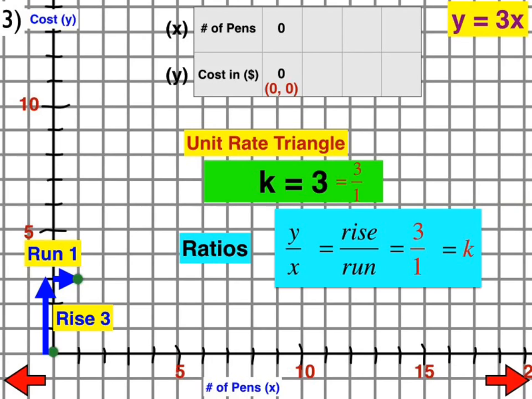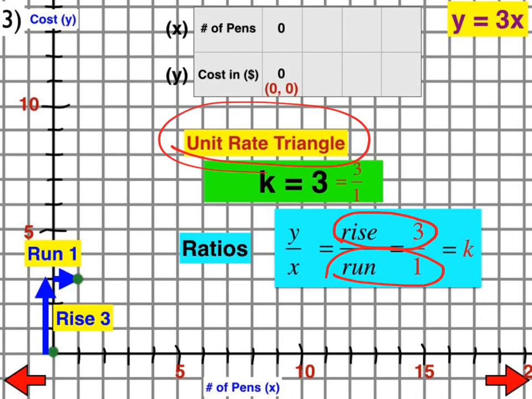Why am I rising 3 and running 1? Well, one more time, that's how we define this unit rate triangle right here, rise over run. So whatever our constant of proportionality is, we write it as a fraction. The numerator, we rise that many. The denominator, we run that many.